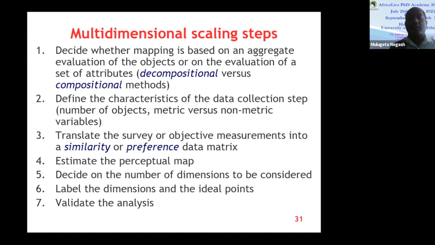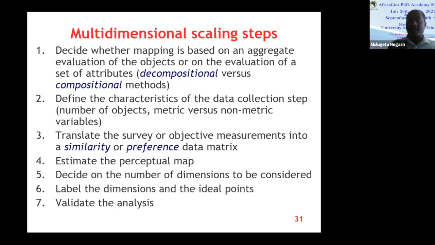And in multidimensional scaling, the second step is to define the characteristics of the data collection steps. It might be the number of objects, metric versus non-metric variables, as we have discussed previously, the perceptual or preference mapping results, and translate the survey or objective measurements into a similarity or preference data matrix, estimate the perceptual maps, decide on the number of dimensions to be considered, and label the dimension and the ideal point.